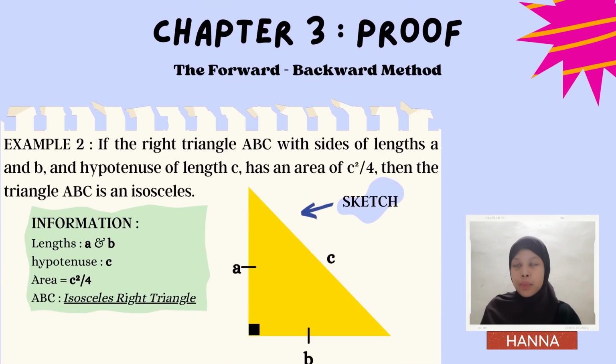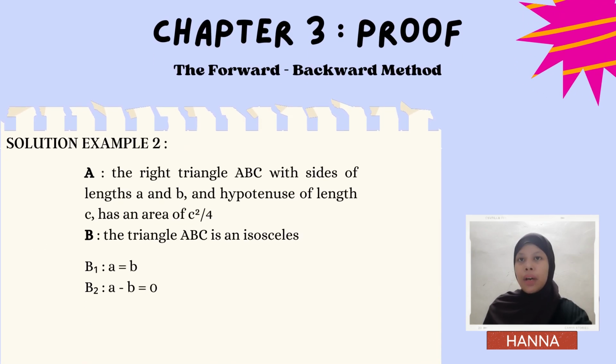To solve example 2, firstly we need to identify the information from the question, then we will sketch so that we can see the image of the question. As a result, we will get the sketch like this from the given information. Next, we need to identify the hypothesis and let it be A, then the conclusion and let it be B. After that, from B, which is the triangle ABC is isosceles, we know that A and B have the same length. Thus, B1 is A equals B.